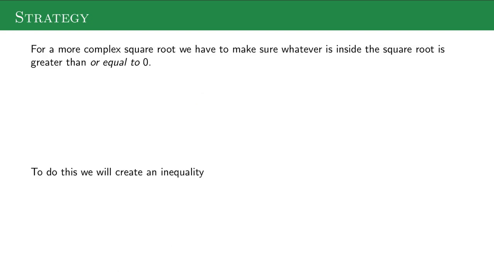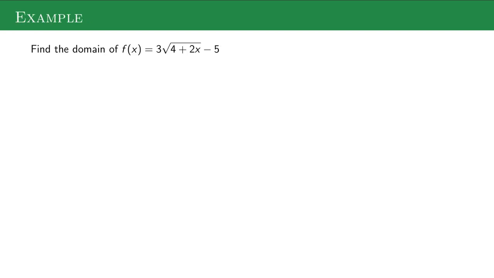All right, so for a more complex square root problem, we have to make sure whatever we're taking the square root of is greater than or equal to 0. And to do this, we're going to just create an inequality. All right, so we want to find the domain of this function. Again, there's 3 out here. We can multiply anything by 3. We can subtract anything by 5.